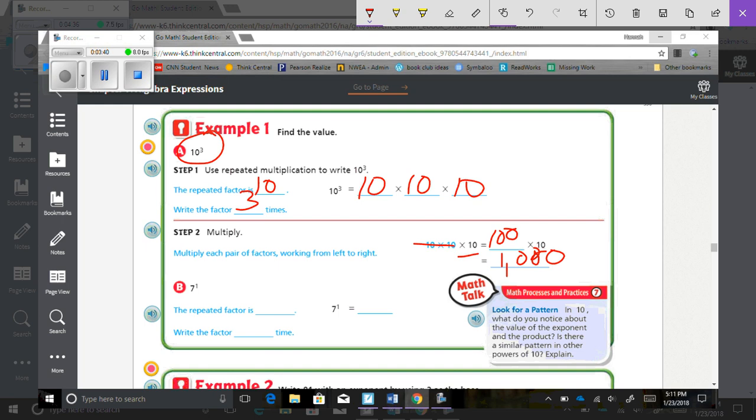And if we look at B, 7 to the 1st power is saying that the repeated factor is 7, and we're going to write it 1 time. So 7 to the 1st power is the same thing as just 7. It's not multiplied by anything, just 7.